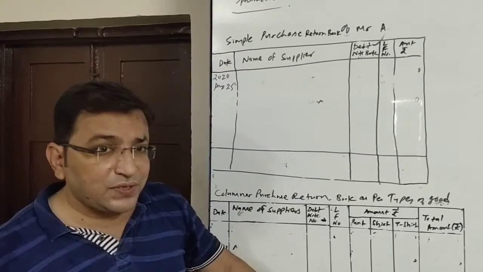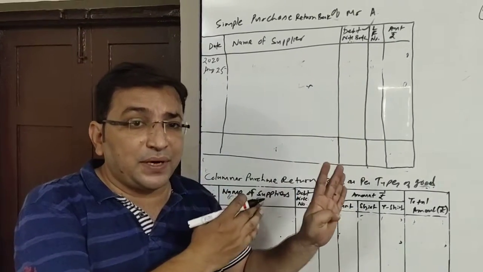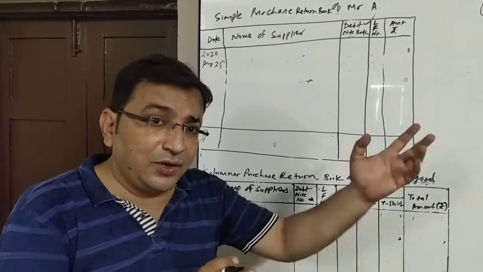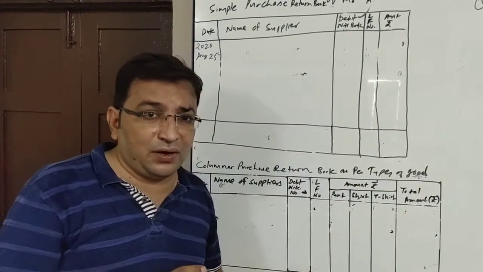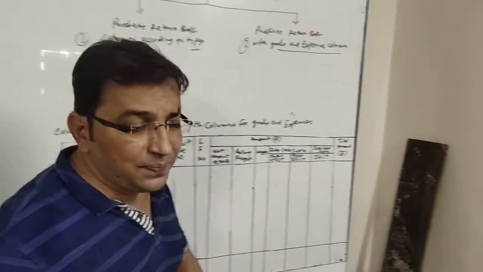Okay, before going through this video, you are requested to go through the video where I have explained about the purchase book and its types. Then you will be easily learning about this column, because in detail it is explained over there. Let's come to the another type.